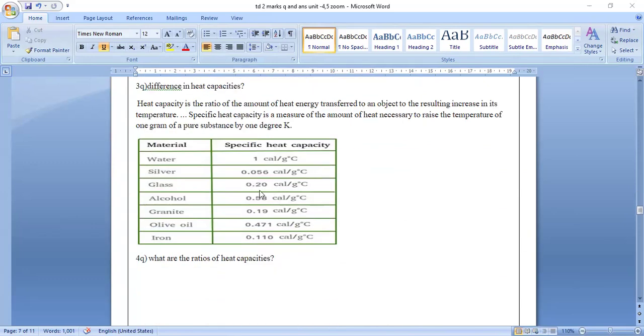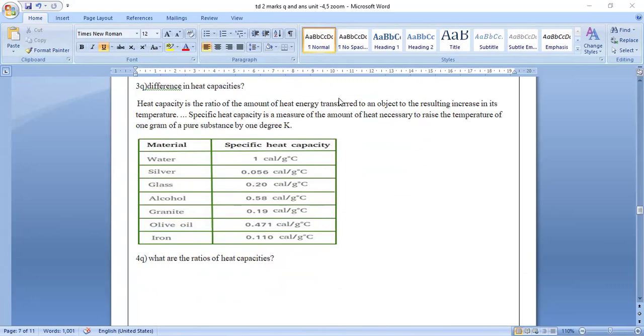If I'm not wrong, I will take the third question. What is the difference in the specific heats? So there are two types of specific heat, that is, constant pressure and constant volume. Specific heat is the ratio of the amount of heat energy transferred to any object to the resulting increase in its temperature.